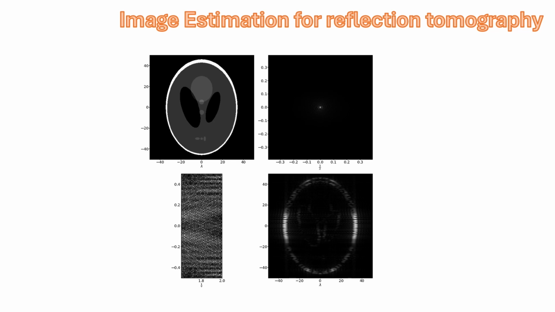So here's an example of the Shepp-Logan phantom. This is our original image. This is the Fourier transform. It's mostly a constant object, so the Fourier transform is 0 and centered around the origin.